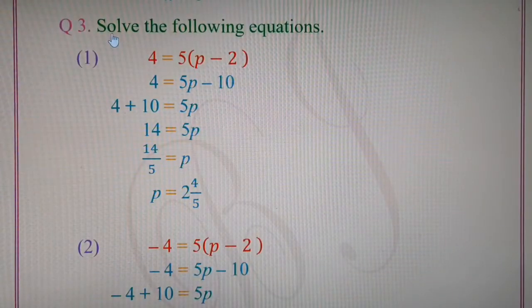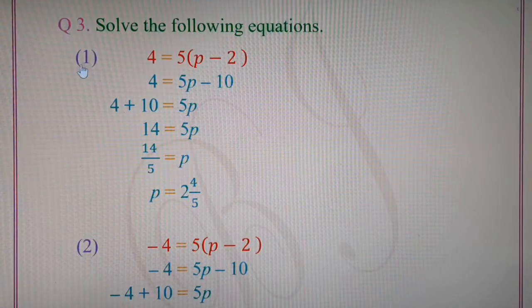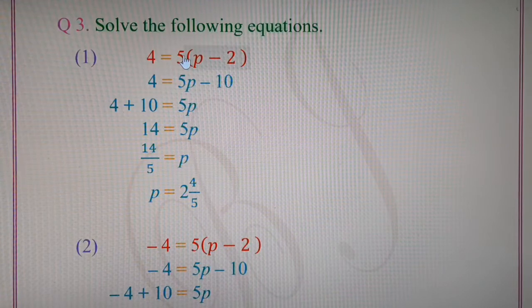Let's go to main question 3. Solve the following equation. Main question 3, sub question 1. 4 is equal to 5 bracket p minus 2. 4 is equal to 5 open bracket p minus 2 close bracket.